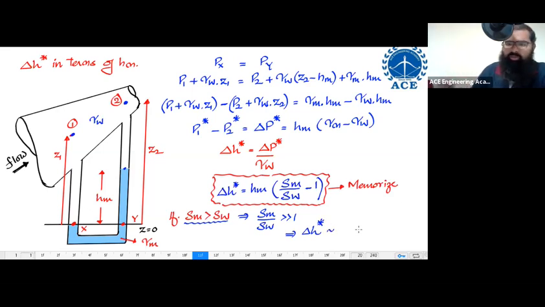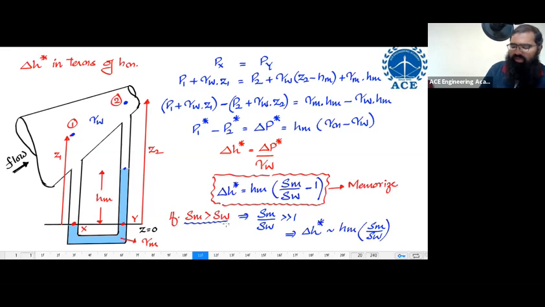That means it's a very good approximation. It is approximated as Hm multiplied to Sm by Sw. No need of minus 1 now, because you see, Sm by Sw is much greater than 1. Let us say this is 800 and this is 1. So if you're having 800 minus 1 or just 800, both of them are almost the same for us. That is why we will just say this much is the value.